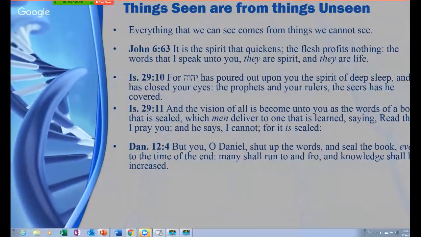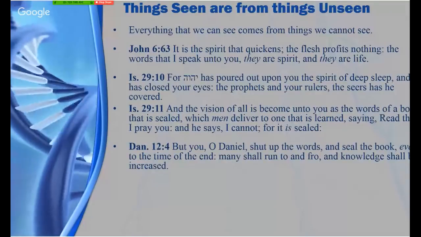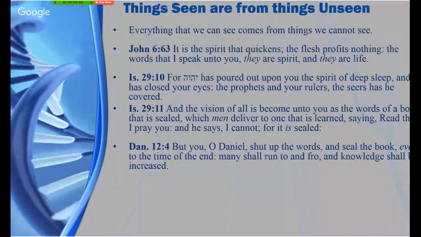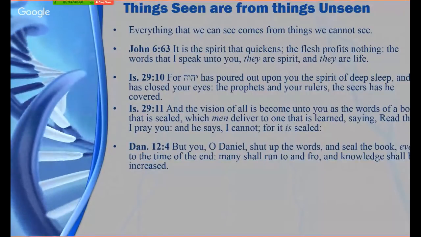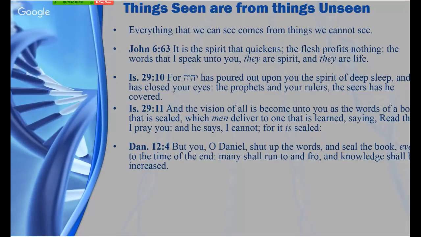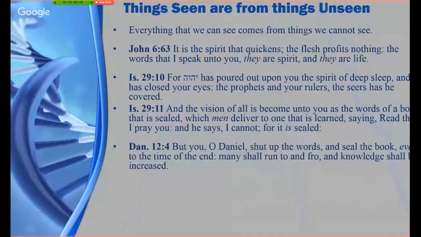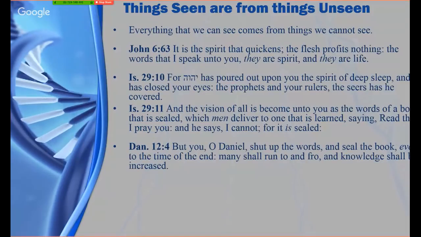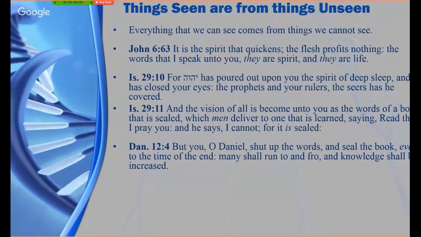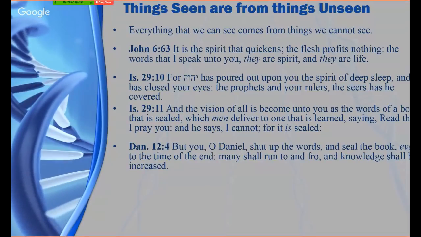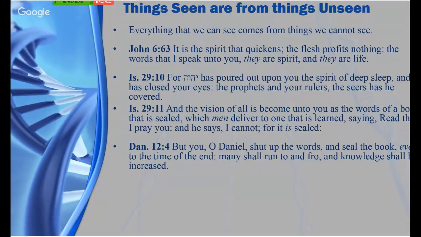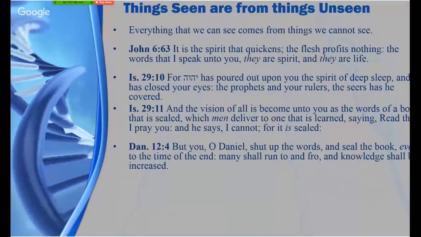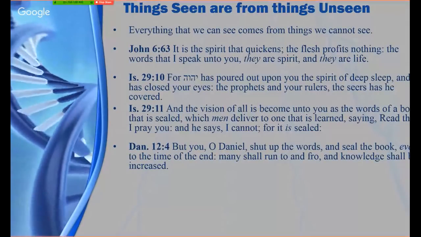Yeah, I did. Okay. Everything that we can see comes from things we cannot see. John 6:63 says, it is the spirit that quickens, the flesh profits nothing. The words that I speak unto you, they are spirit and they are life. Flesh profits nothing. So the only thing that will then matter would be the spirit, right? We're going to see what that means in just a minute. Isaiah 29:10 says, for the Lord has poured out upon you the spirit of deep sleep, and has closed your eyes, the prophets and your rulers, the seers, has he covered. Now, mind you, who poured out what?